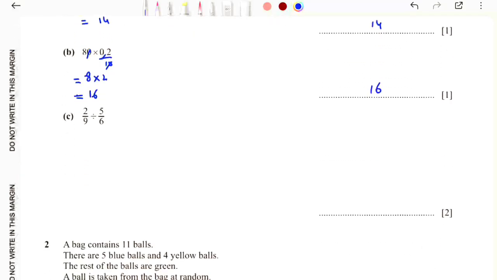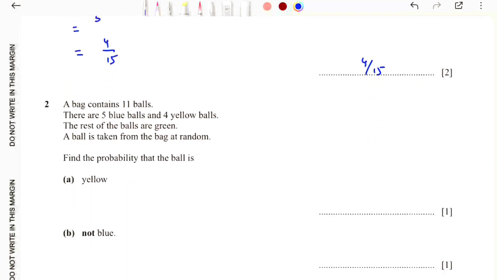Part C, 2 by 9. Write the opposite sign of division, that is multiplication, and write the reciprocal of 5 by 6, that is 6 by 5. Afterwards simplify them. 3 times 3, 3 times 2, 4 by 15 would be your answer. Students, try to write all answers in the answer space provided.